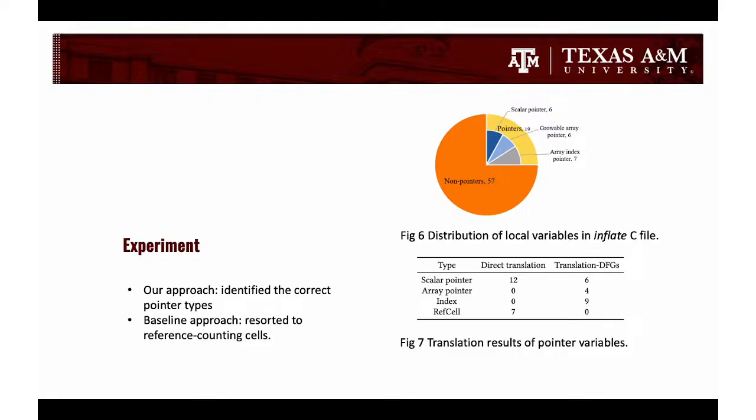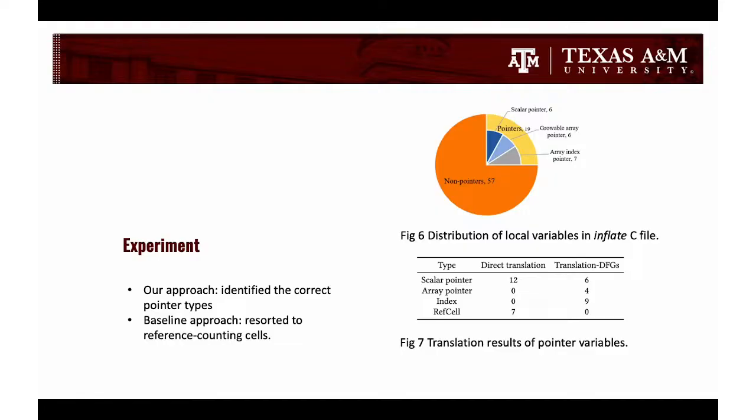Our approach processes each function by first building the data flow graph for all variables in one function. Then the resulting data flow graphs, together with the prompt templates, form the input to the LLM. The baseline method translates the variables without data flow information. And as shown in the lower diagram, our approach successfully identified the correct pointer types and only got 2 wrong.